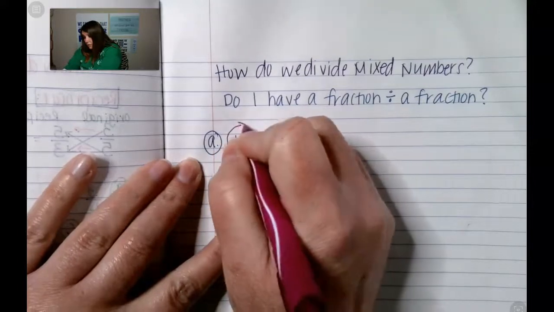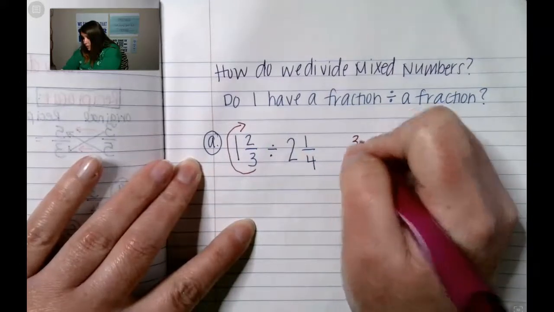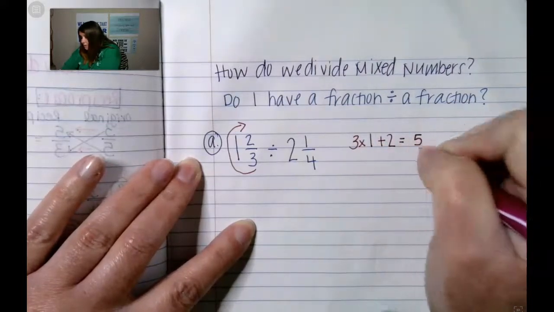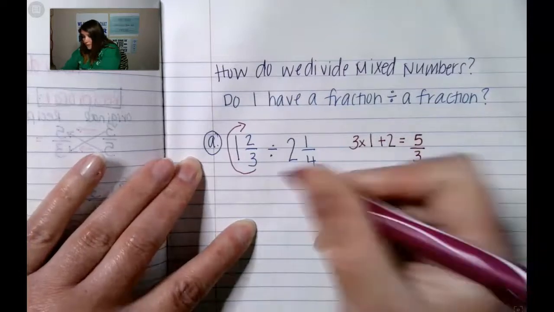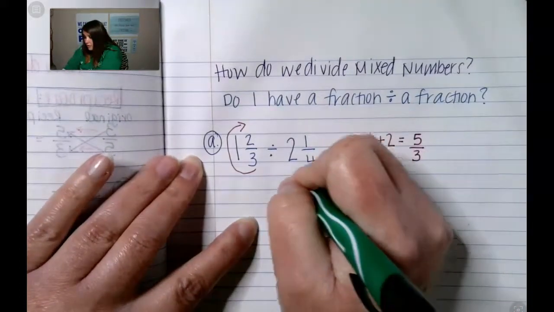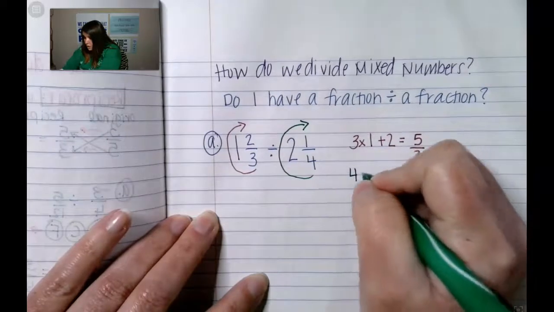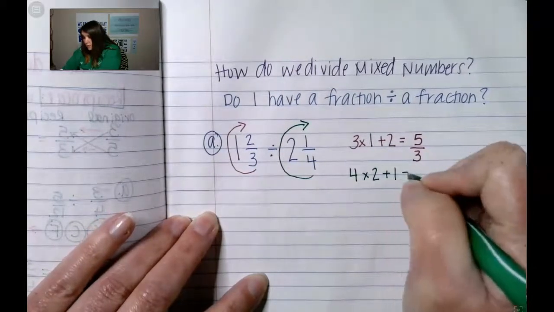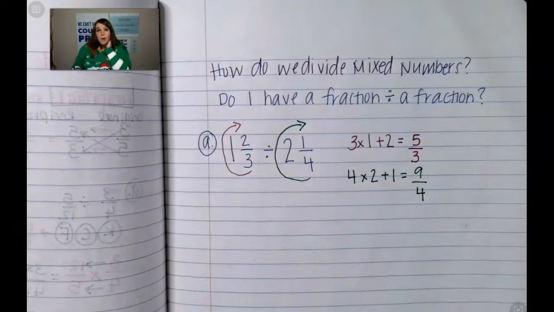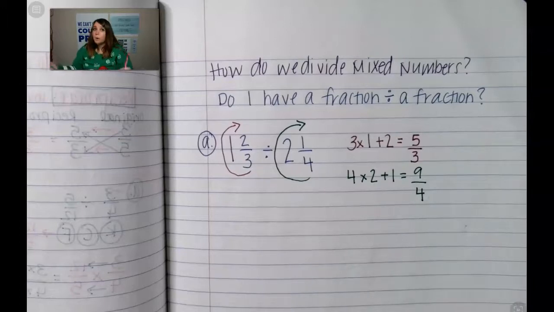So I'm going to convert by saying this one is 3 times 1 plus 2, and that gives me 5/3. Convert the second one. Let's use a different color so I can separate these out. This mixed number becomes 4 times 2 plus 1, 8, 9/4. So now I have a fraction and another fraction. They're improper, but they're both fractions.